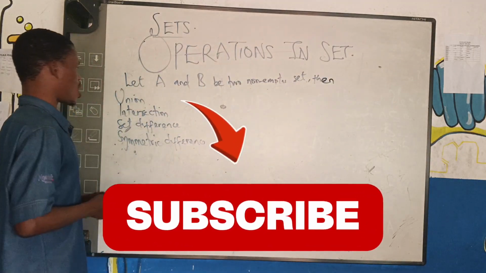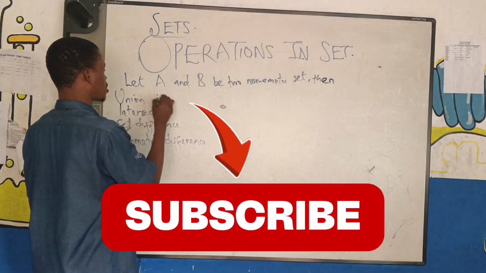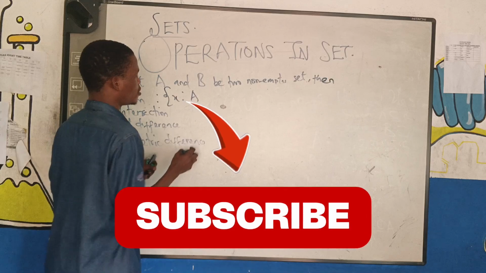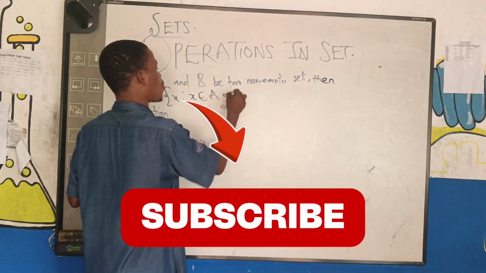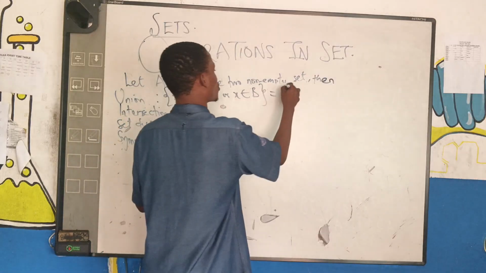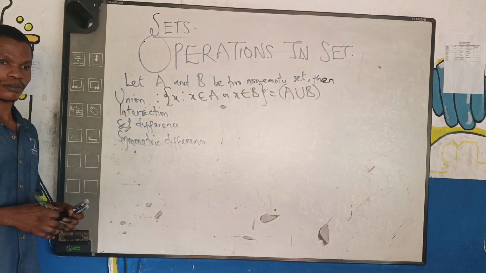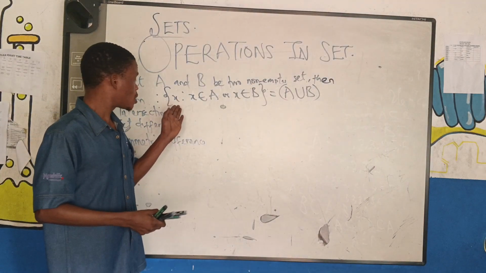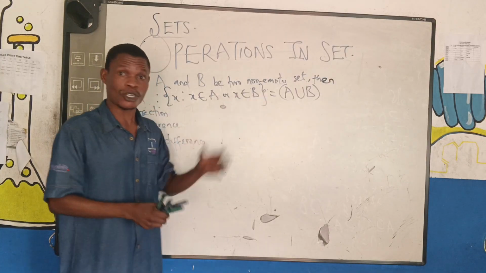Number one, what do I define union as? Well, I will say the union set is a set of all X such that X is in A or X is in B. I will write it as A union B. Now, how do I get it? You see, it is the set of all X so that X is in A or X is in B.